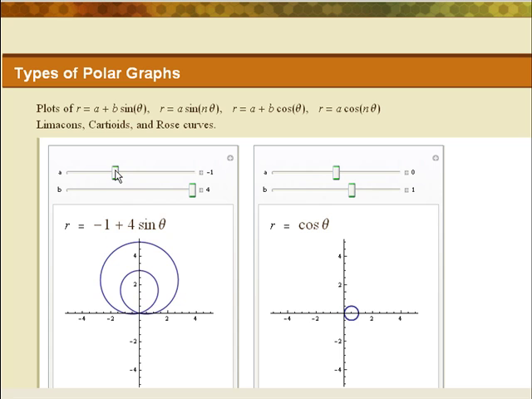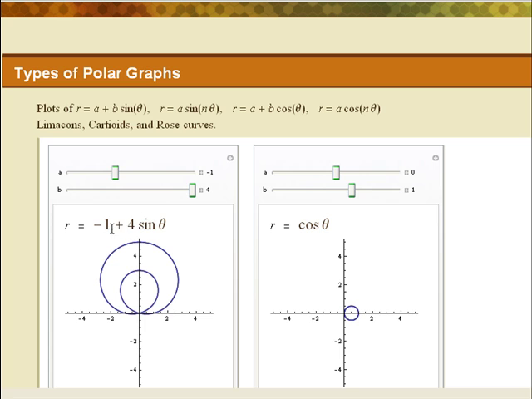If I change my a, notice here negative 1 + 4 sin θ, I just get a larger loop inside there as well. All of these are going to be one of three types: circles, limaçons with a loop, limaçons without a loop, or cardioids. So limaçons, cardioids, and circles are the main things that we get, and the limaçons can be with a loop or without a loop. The closer these values are together, the a and the b, the less of a loop we're going to have. The more different they are, the bigger that loop gets.